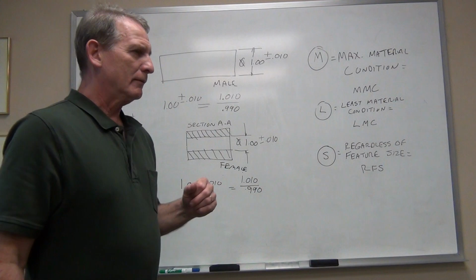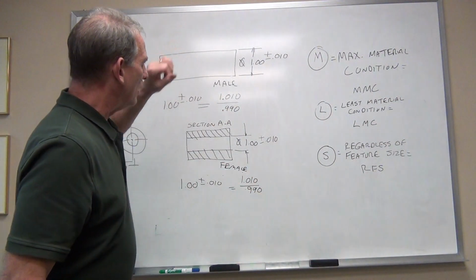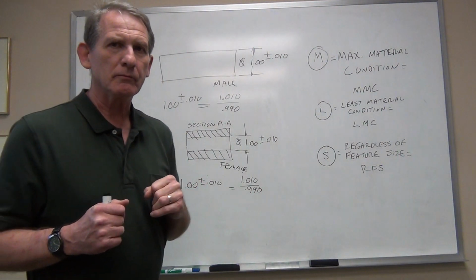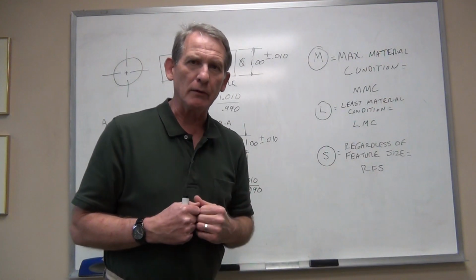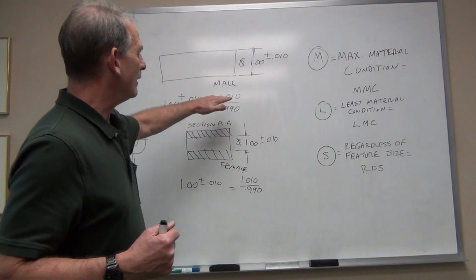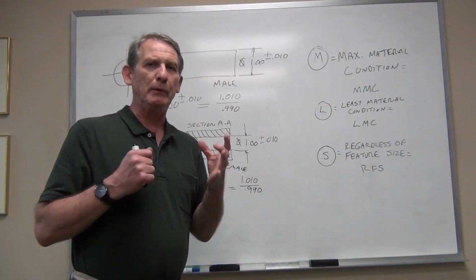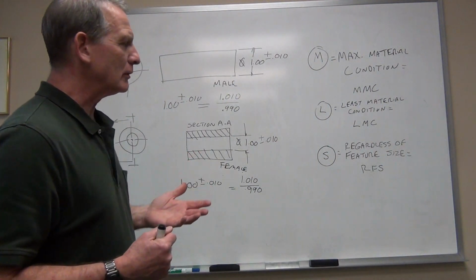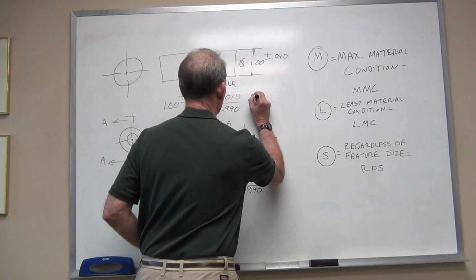Now we have to say, what is the gender of the part we're dealing with? We're going to deal with this one first. It's the male part. And we're going to ask ourselves, which one of those two limits is going to give us the most material? Well, it's obvious, I think, that when that shaft is at 1 inch and 10 thousandths, it is as big as it can be. It's going to weigh the most. So that is its maximum material condition, and we're going to note that here.